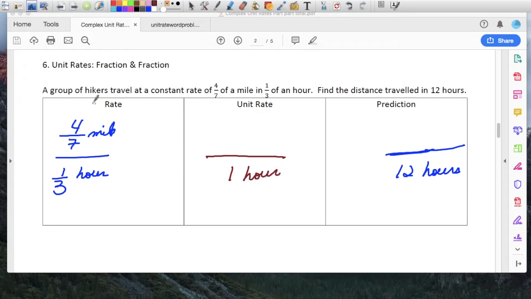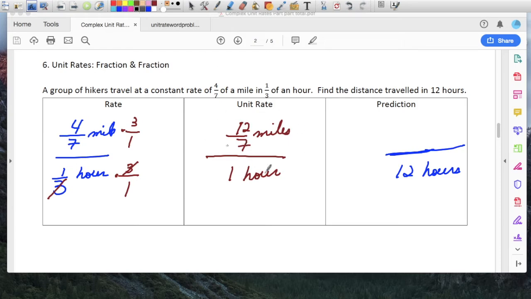So we know that the group of hikers can go 4/7 of a mile in 1/3 of an hour. But let's find out how far they can go in 1 hour. So let's change this to its unit rate. By that, I multiply by the reciprocal of 1/3, which is 3 over 1. I'll multiply the top by 3 over 1. So at the bottom, this will all simplify, just get 1 hour. And on top, 4 over 7 times 3 over 1 is going to give me 12 over 7. Right? So 12 over 7 miles. And I'm going to leave it as an improper fraction for now.